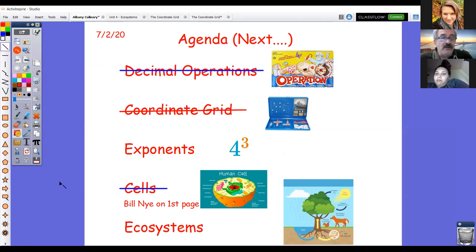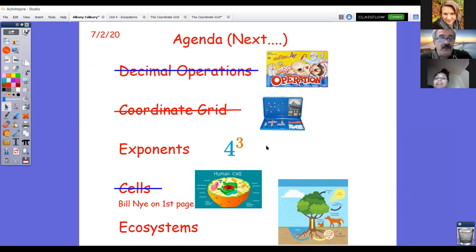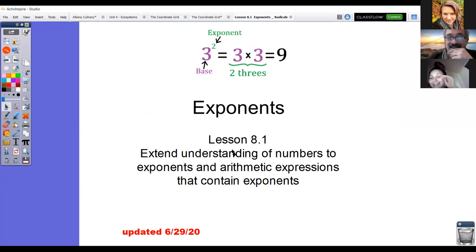And the other one I really wanted to work on today was exponents. How familiar are you with exponents? That's the ones I was talking about. The exponents. Okay, cool. All right. Exponents. You have this packet?